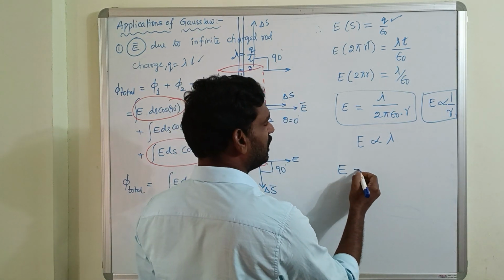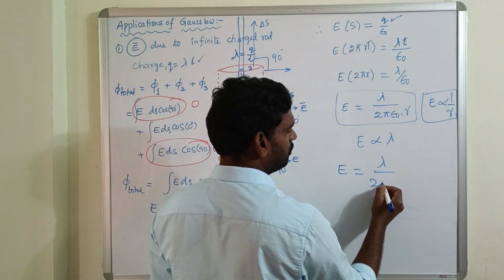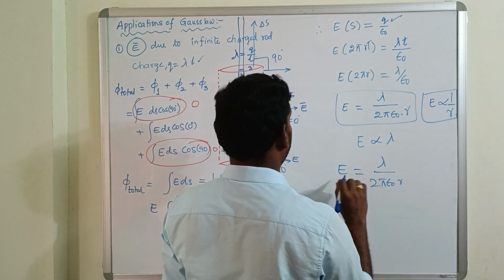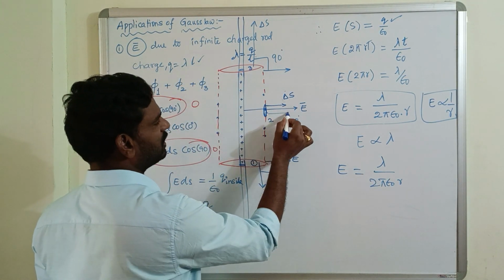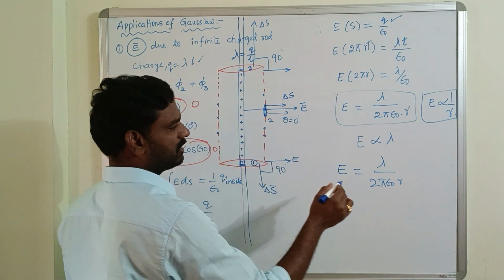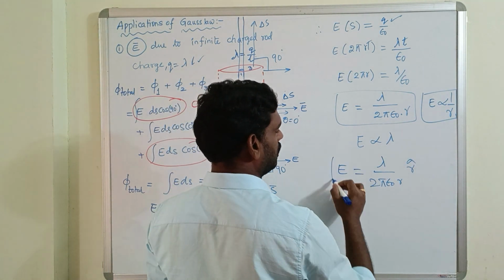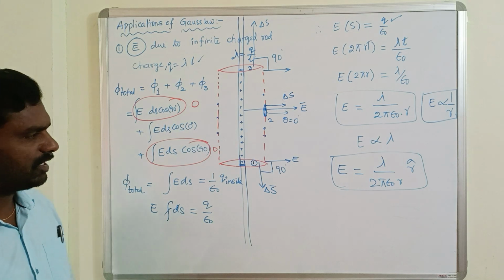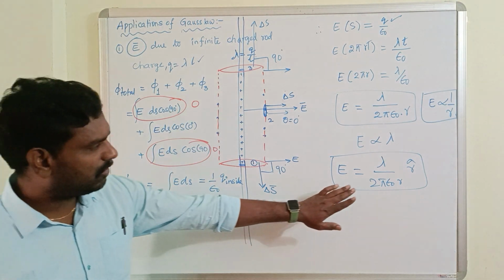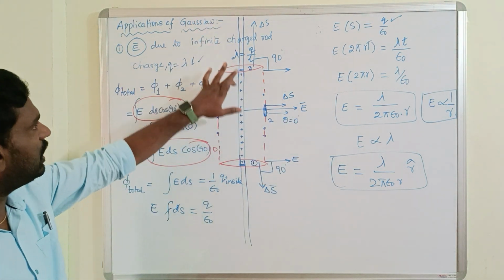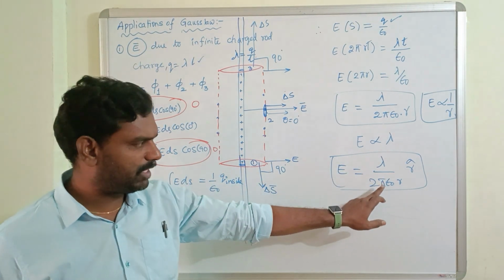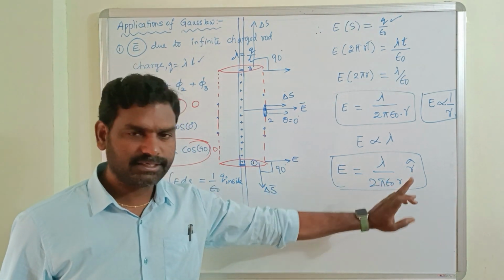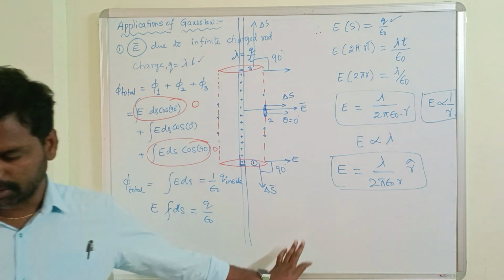What is the direction of this electric field? What is the magnitude? Lambda by 2 pi epsilon naught r. How is the direction? Everywhere the direction is along the radial direction. Clear? This is the direction of the electric field. The magnitude of the electric field due to an infinite charged rod is nothing but lambda by 2 pi epsilon naught r, and the direction is along radial. Take a screenshot of this.